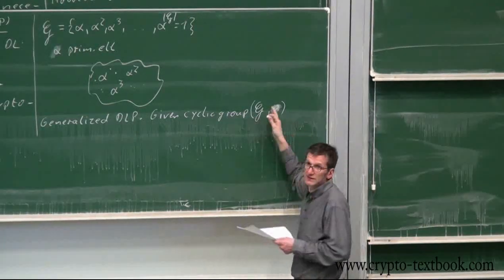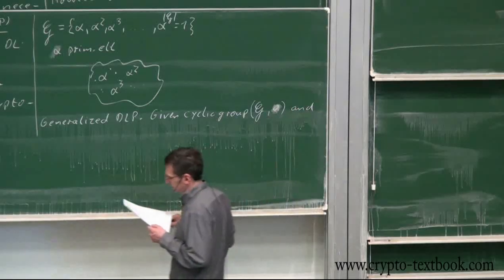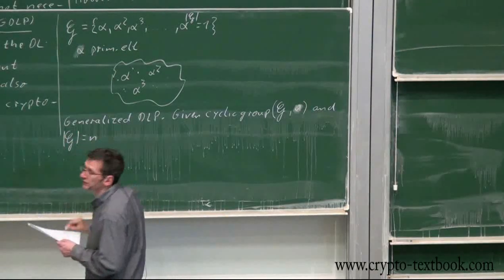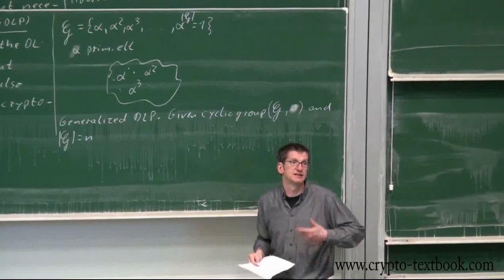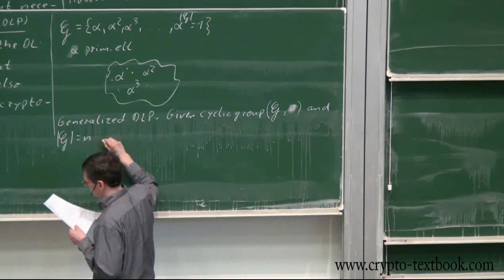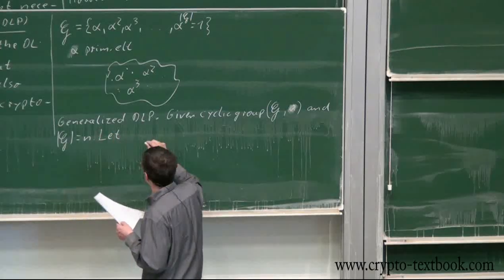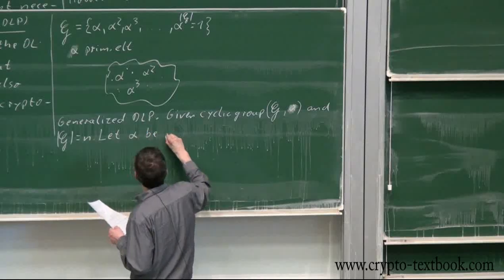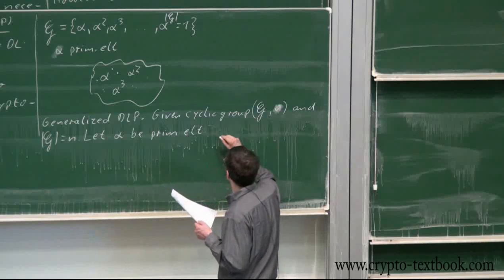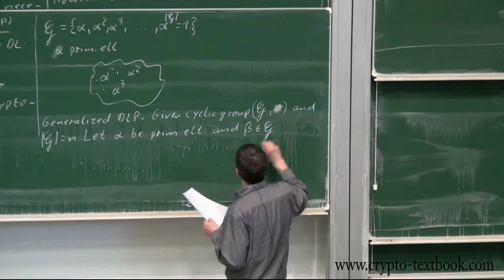Given cyclic group G with this operation donut, and this group order, this group cardinality, the number of elements, is denoted by lowercase n. Let alpha be a primitive element and beta is in G.